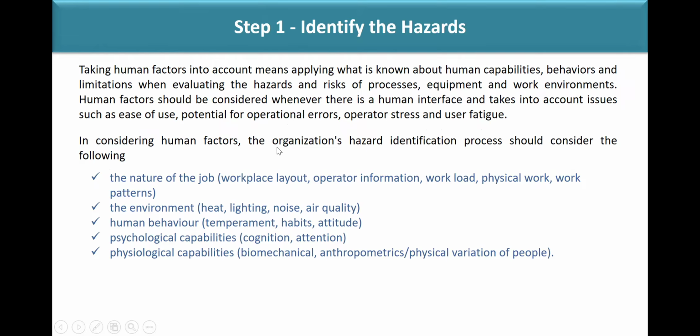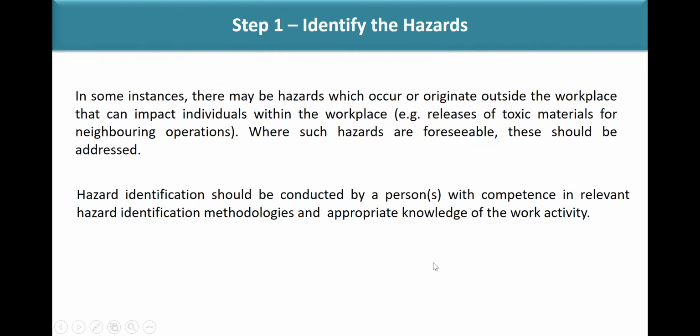In considering human factors, the organization's hazard identification process should consider the following: the nature of the job, workplace layout, operator information, workload, physical work pattern, the environment like heat, light, noise, air quality, human behavior like temperament, habits, and attitude. Psychological capabilities like cognition, attention, then sociological capabilities, biomechanical, then anthropological, then physical variation of people.